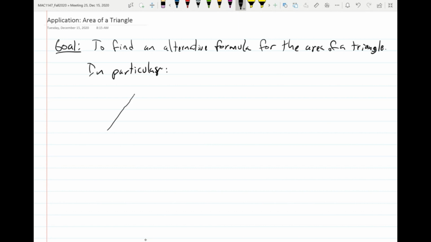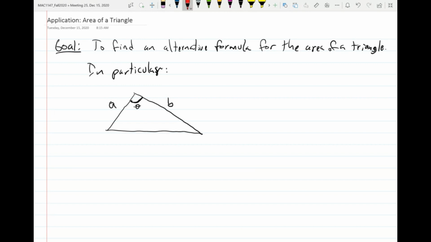In particular, what I would like to do is be able to answer the following question. So given a triangle, let's say that I give you a triangle here, and you know this side is A, this side is B. You don't know anything else. You don't know the height. You don't know the third side. And let's say that you know this angle. Let's call it theta. So in particular, given this picture, we would like to find the area of the triangle.